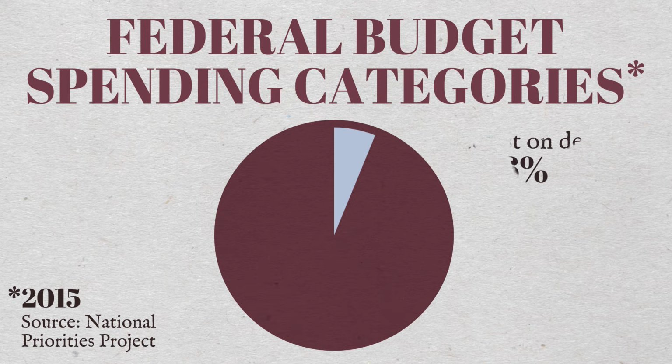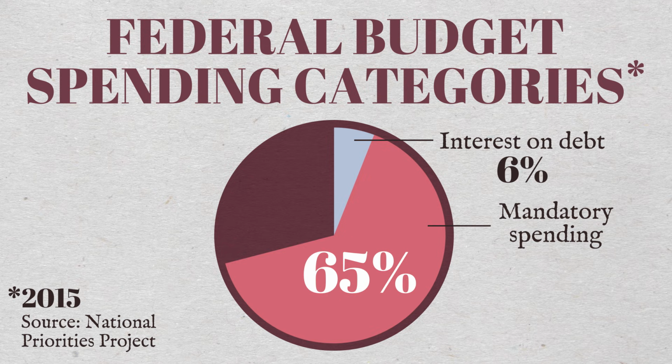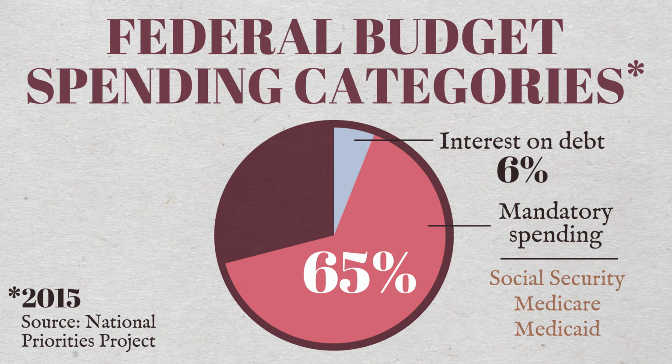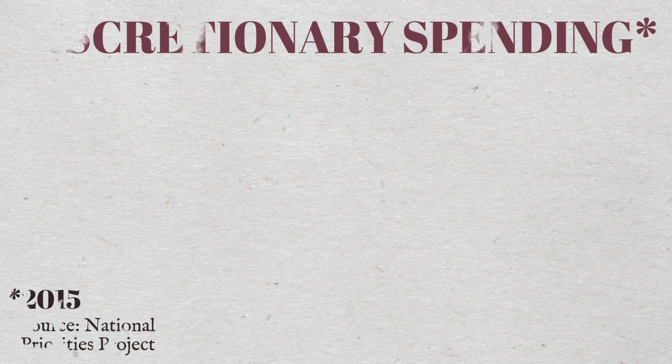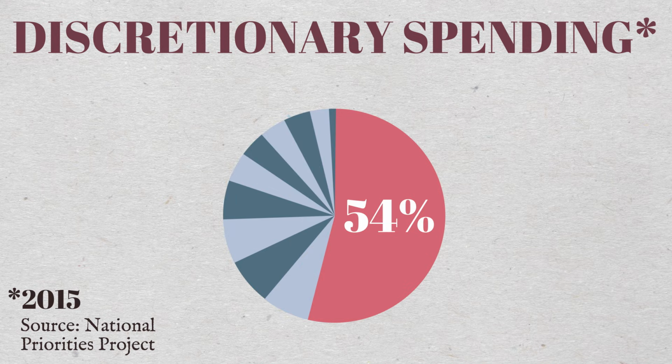First, there's interest on debt, which usually is the smallest portion of the budget. Next is mandatory spending, which covers programs like Social Security, Medicare, and Medicaid, and currently makes up the majority of the federal budget every year. And this is determined by statutory criteria that's mandated by law. And lastly, there's discretionary spending, which is what Congress makes decisions on annually during the appropriations process. Currently, the largest percentage of your tax dollars under discretionary spending goes towards military spending and defense.